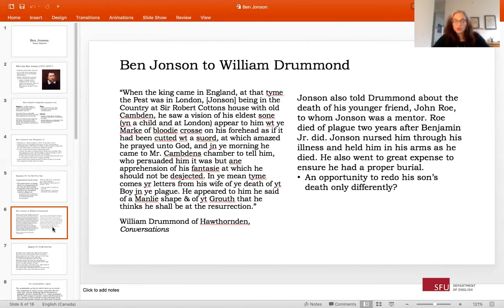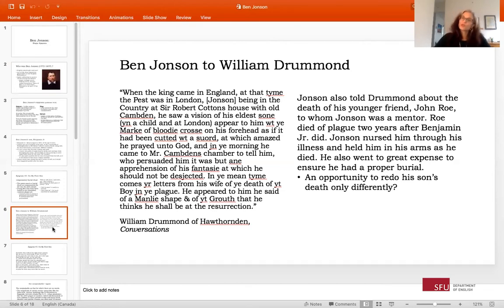When he woke up, Johnson apparently went to the bedchamber of his mentor, William Camden, and told him about the dream. Obviously, he was upset. And Camden told him that it was a fantasy. He shouldn't pay attention to it. It's a product of his mind, and it was nothing to be concerned about. But later that same day, letters came from Johnson's wife with the bad news of the young boy's death in the plague.